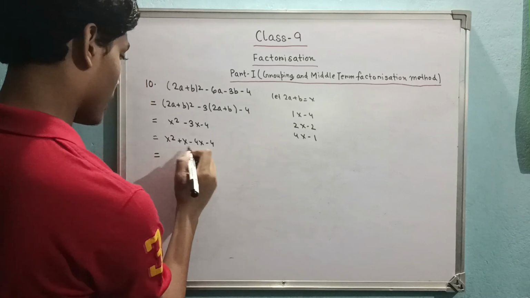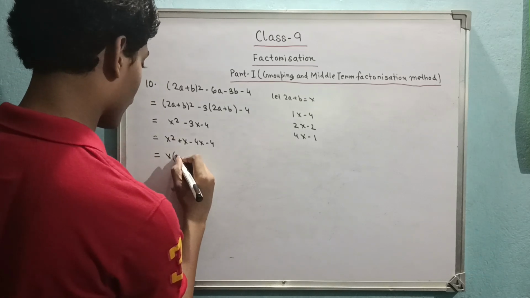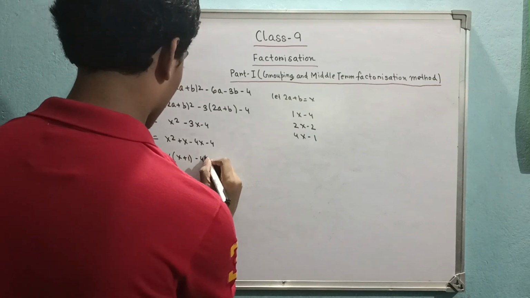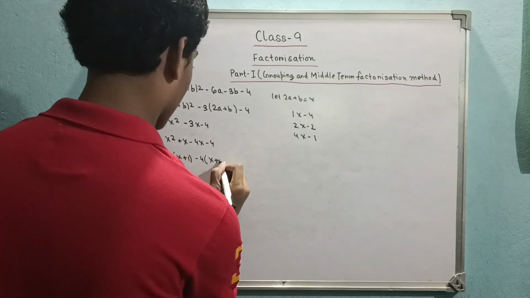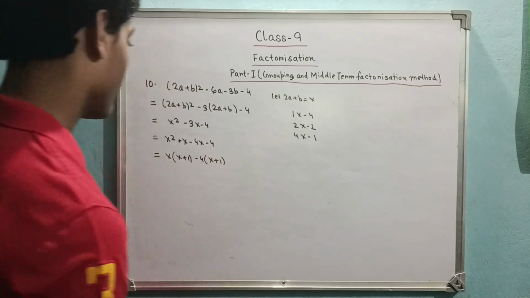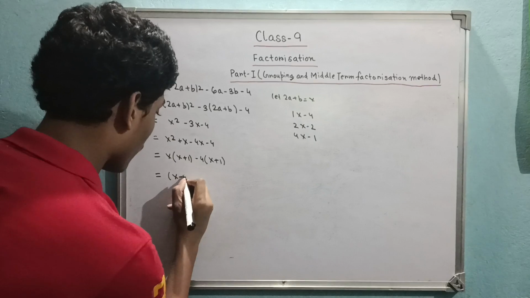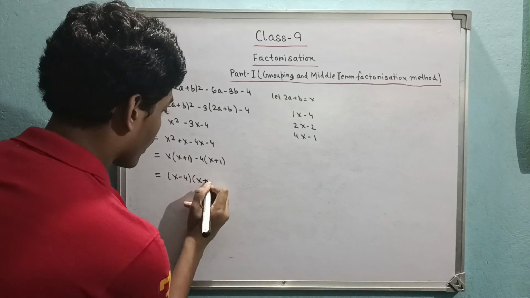Now let's do it, taking x common, I can write this as x into (x plus 1) and minus 4 into (x plus 1). Let's take minus 4 common. This can also be written as (x plus 1) is common, so (x minus 4) into (x plus 1).